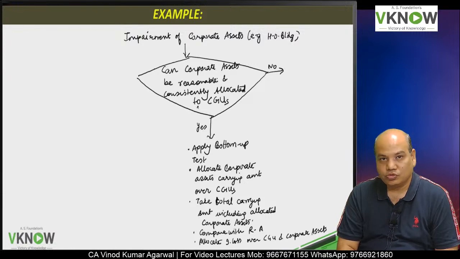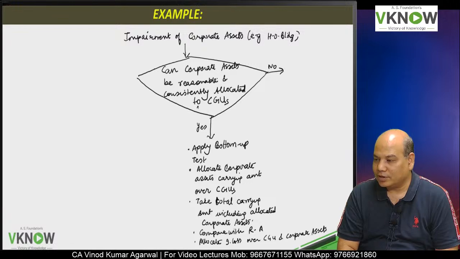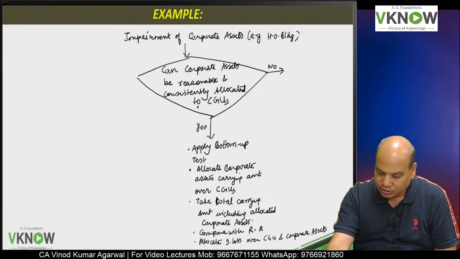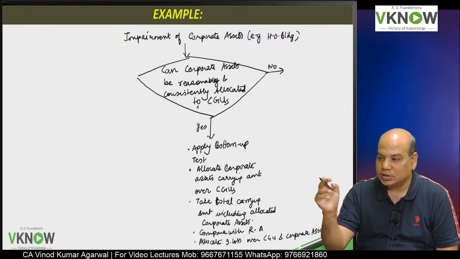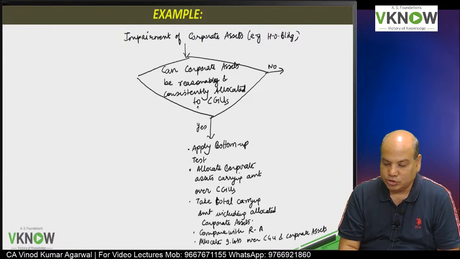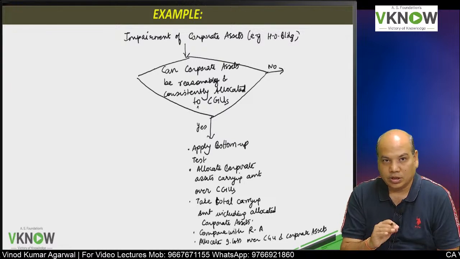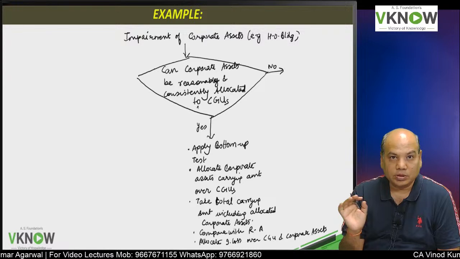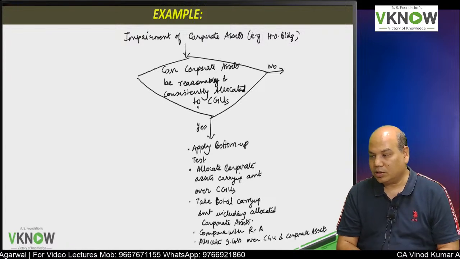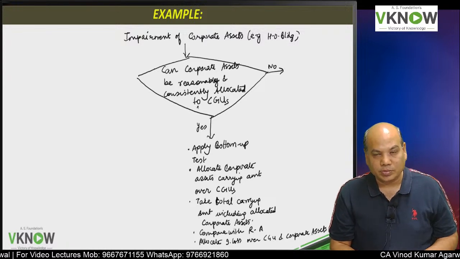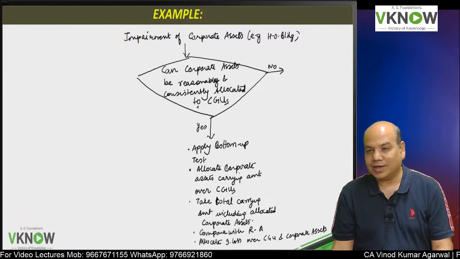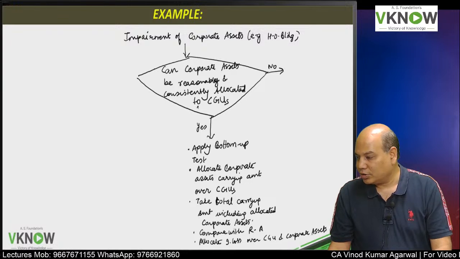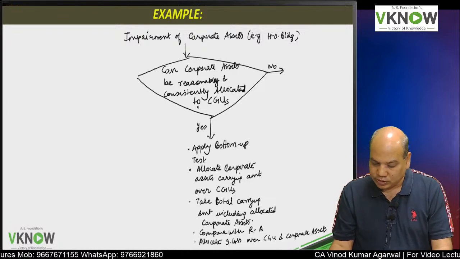First, you have to check, can the corporate asset be reasonably and consistently allocated to CGUs? The answer can be yes, the answer can be no. If the answer is yes, apply the bottom-up test. How do I apply the bottom-up test? Allocate the corporate asset's carrying amount over the CGUs.